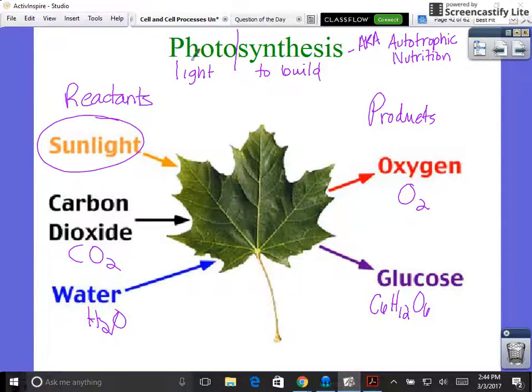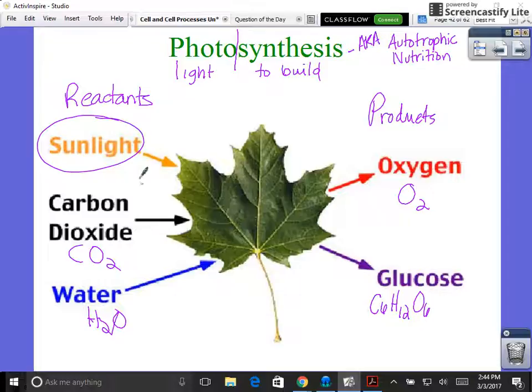Photosynthesis: the prefix photo means light, synthesis means to build. So our goal is to use light to build a molecule. And that molecule we're trying to build is glucose. Another name for photosynthesis is autotrophic nutrition. So the ingredients, or the reactants, going into this process are sunlight, carbon dioxide, and water. And the products, what's made or produced, would be oxygen and glucose.